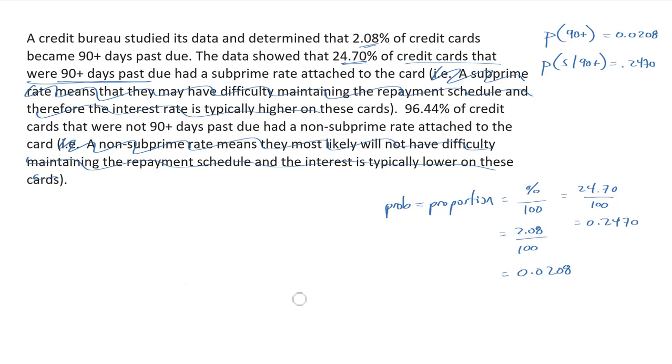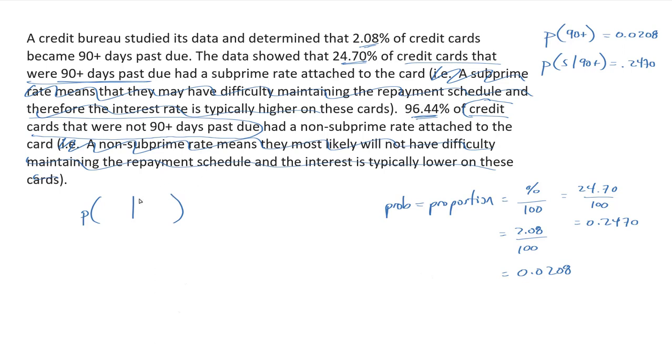And let's work on it this way. How do I know that I'm even going to be dealing with a conditional probability? Well, the question that I ask myself is, does this chance apply to everybody, or to every card, or to every situation? 96.44% of credit cards that were not 90 plus days past due had a non-subprime rate attached to the card. So it's not 96% of all credit cards, it's only 96.44% of these credit cards. So that's just a limited group.